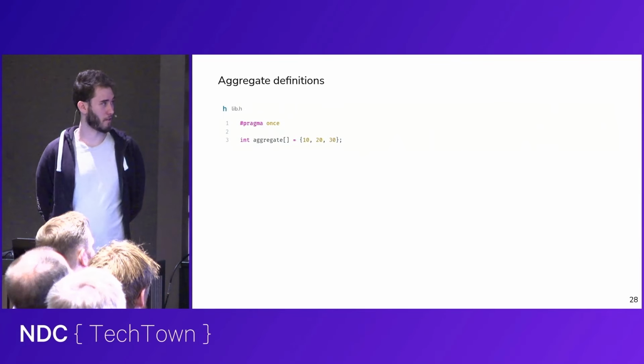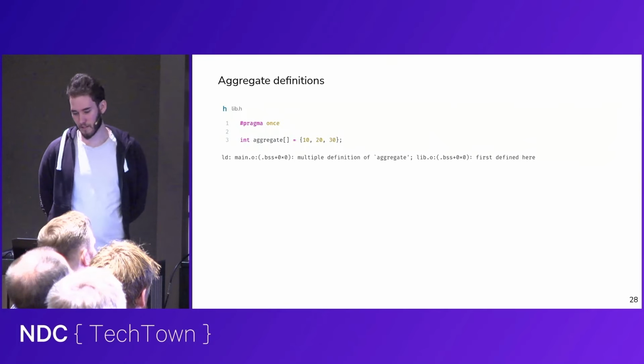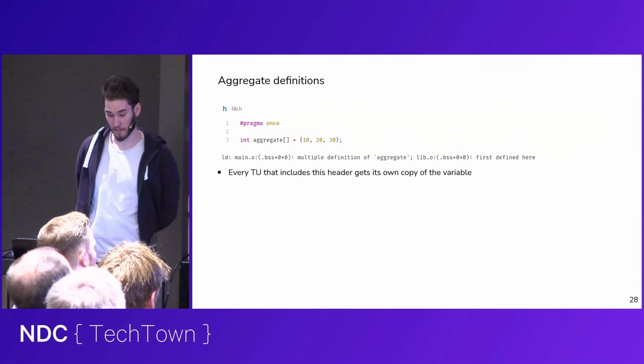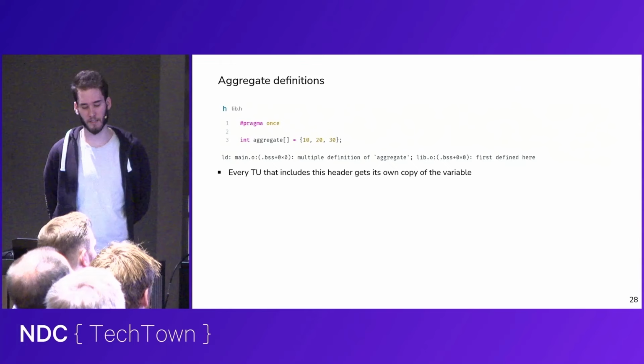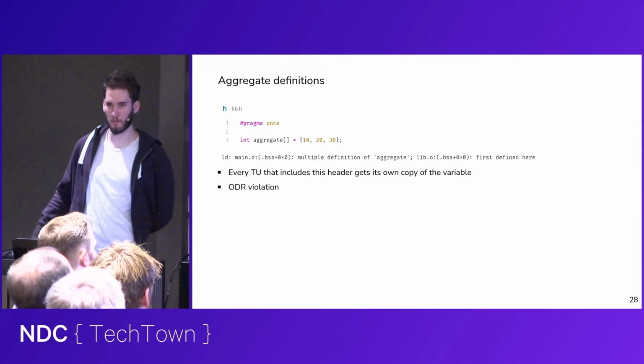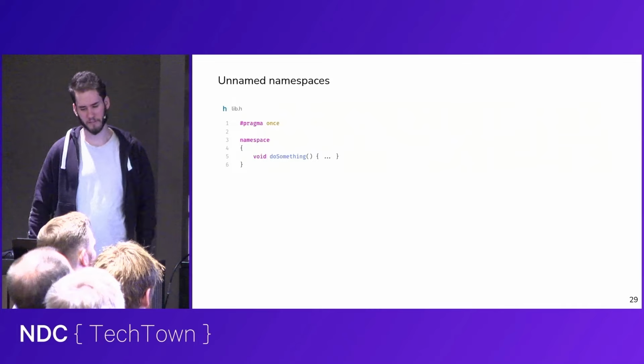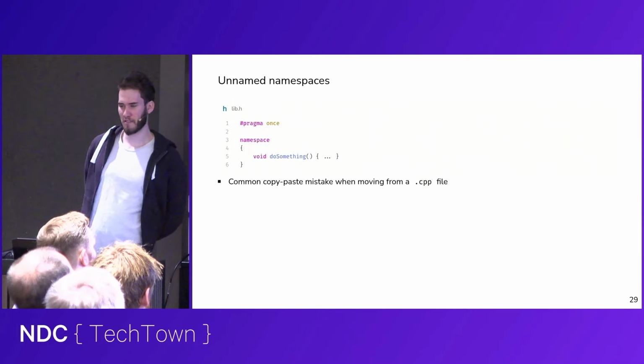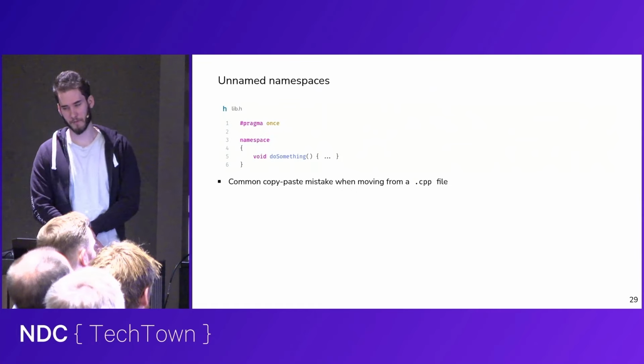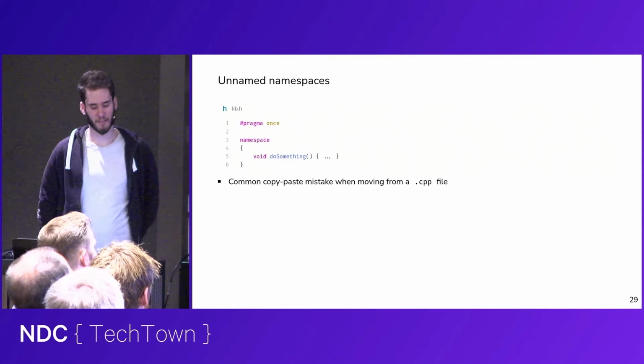Aggregate definitions are a similar concept, which are these types of variables that you can initialize with the aggregate initializer. You get an error from your linker saying that there are multiple definitions of that aggregate variable. That's because every translation unit that includes this header will get its own copy of the variable, and that's an ODR violation. Unnamed namespaces are a little bit of an interesting situation. That's a very common copy-paste mistake when you're moving things from a CPP file into a header to be utilized in other places.